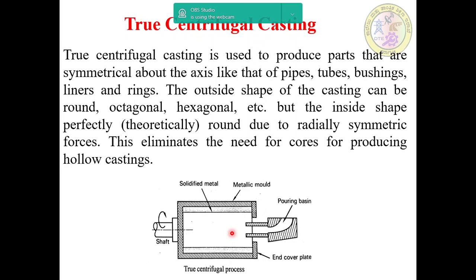The centrifugal force of the rotating mold throws the liquid metal towards the mold wall and holds the molten metal until it solidifies. The casting cools and solidifies from its inner surface towards the axis of rotation of the mold, thereby promoting directional solidification. The thickness of the casting obtained can be controlled by the amount of liquid metal being poured.